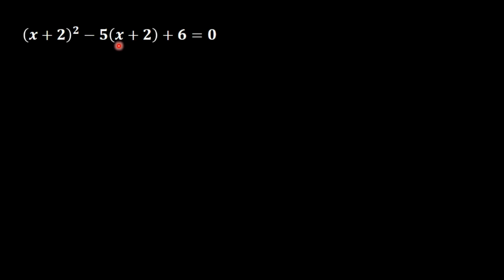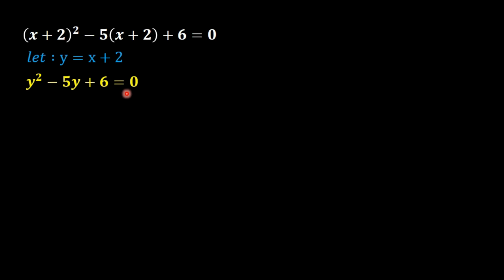In order to solve this question we should use the substitution method. First we should consider y = x + 2. Now in the next step we should replace this x + 2 and this x + 2 with y. As a result we should get a quadratic equation, which is y² − 5y + 6 = 0.